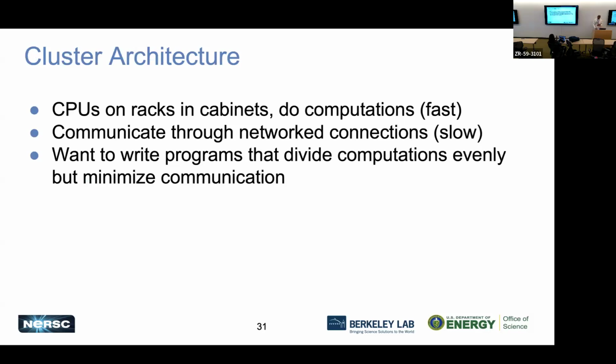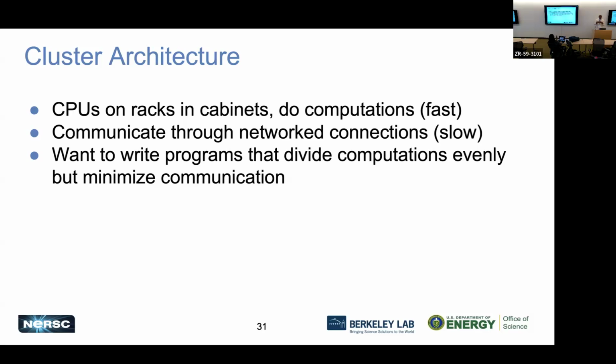Now let's consider cluster architectures. Cluster architectures allow for different racks and cabinets that can be used to do various computations quickly and fast. They communicate through a network connection and allow programs to be written that divide those computations with minimal communication. This can be very beneficial if you have a lot of data intensive workloads that you need to store and retrieve data from memory.